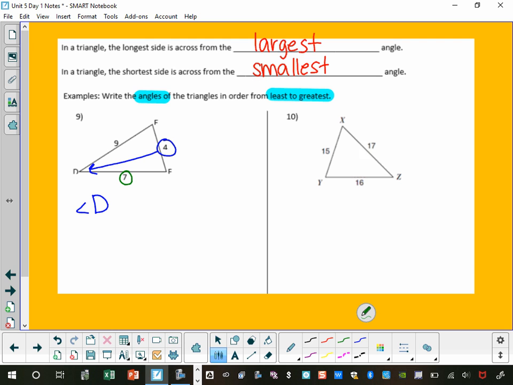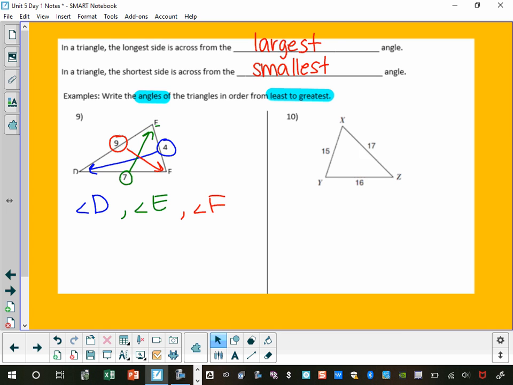Alright, so this is really E. So that's we have angle E. The last one is a no-brainer. 9 is my longest side, so my biggest angle is going to be F. DEF.